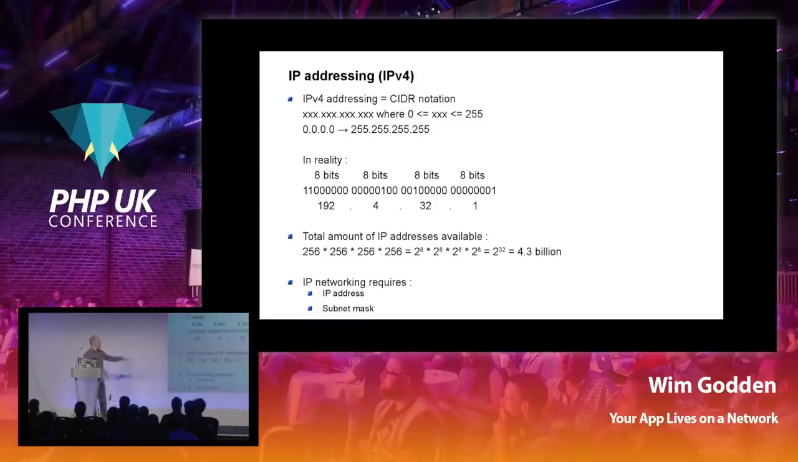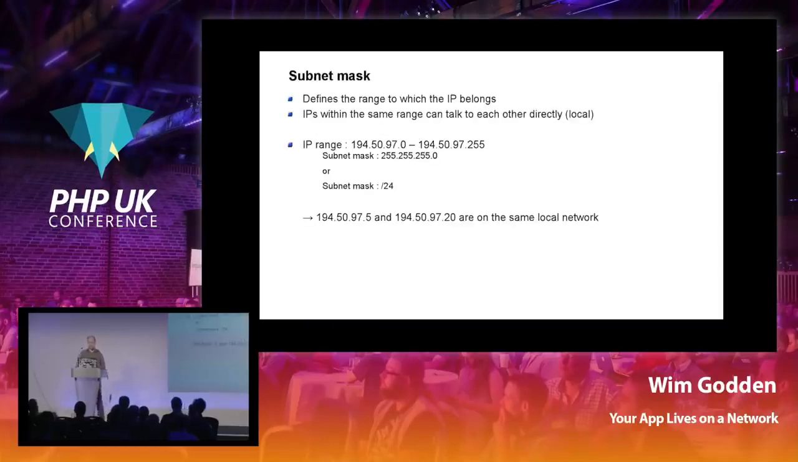Now, IP networking requires an IP address and, as I previously said, a subnet mask. Now, what is that subnet mask? All it defines basically is, okay, you have an IP address, but to which range of IP addresses does this IP belong? So it kind of puts a limiter on the range to which it belongs. It basically says, yes, I know this IP address is part of the 4.3 billion, but it's also part of a limited network. And the reason to do that is that any address that's part of the same range can talk to each other locally without having to go through some kind of router, without having to go through other devices. So any IP within that range can talk to each other.